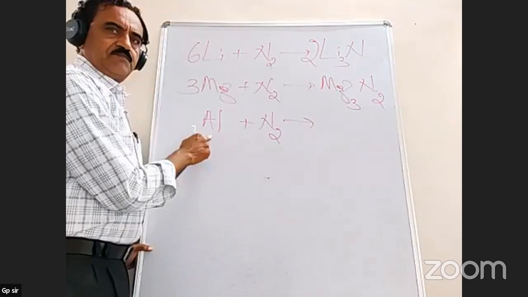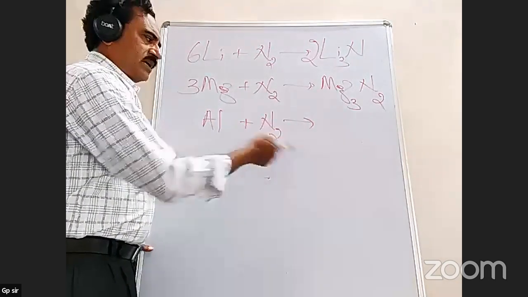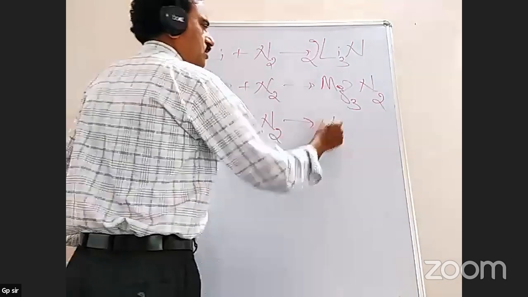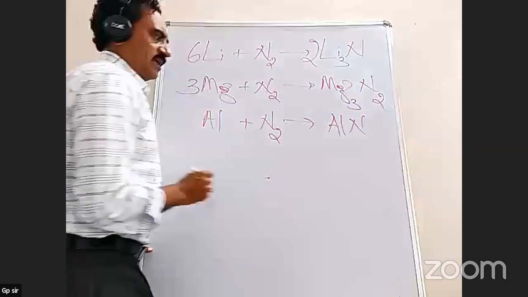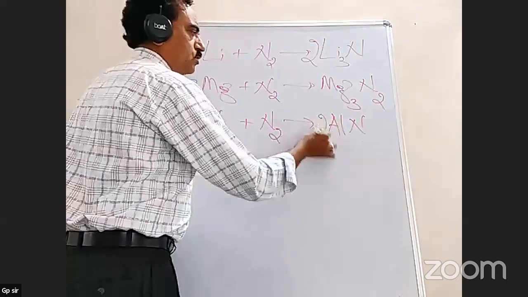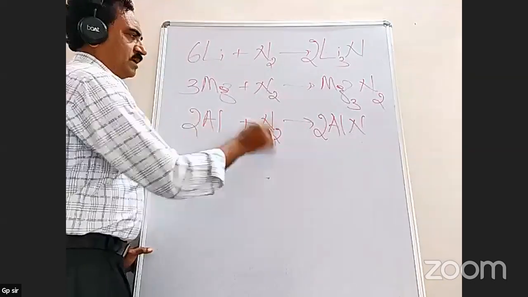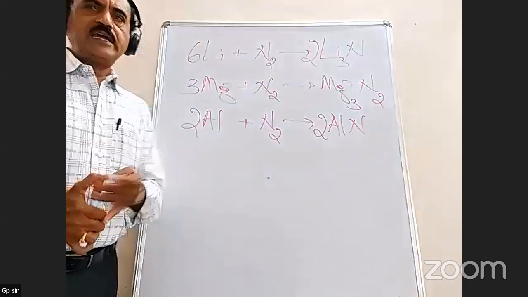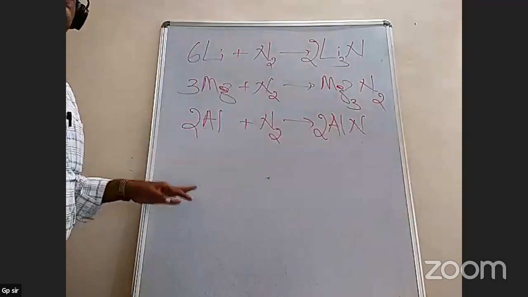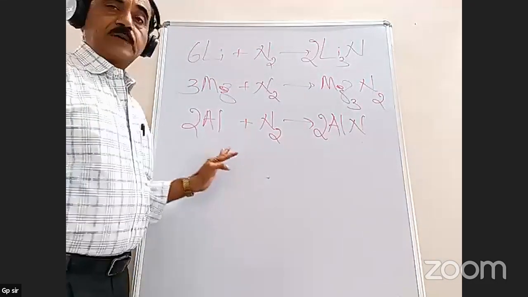What about this? Aluminium has 3. Nitrogen also has 3. The plus 3 is minus 3. So the formula is AlN. And in order to balance, we take 2AlN and 2Al plus N2. Note down the equation, because it is asked in reactions.